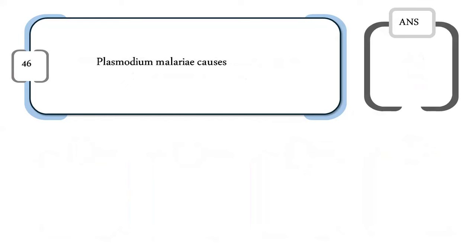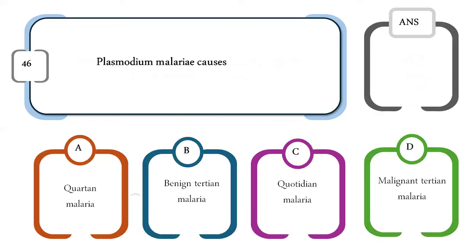Next question, Plasmodium malariae causes. Option A, quartan malaria. Option B, benign tertian malaria. Option C, quotidian malaria. Option D, malignant tertian malaria. Here the right answer is option A, quartan malaria. So Plasmodium malariae causes quartan malaria, where fever occurs at an interval of 3 to 4 days.